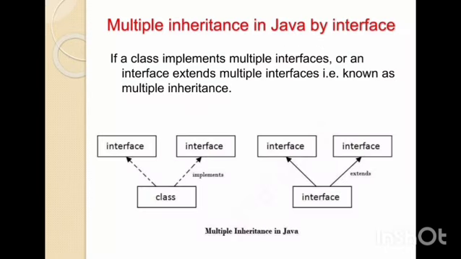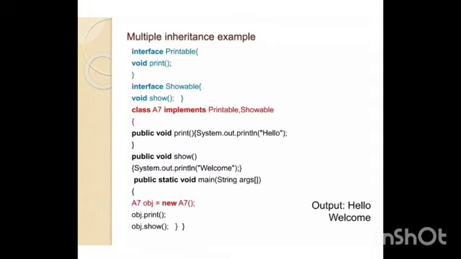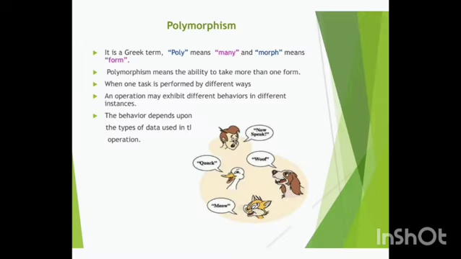So here, multiple inheritance in Java by interface. If a class implements multiple interfaces or an interface extends multiple interfaces, that is known as multiple inheritance. So here is the example: interface Printable, interface Showable. So there are two types of inheritance there.